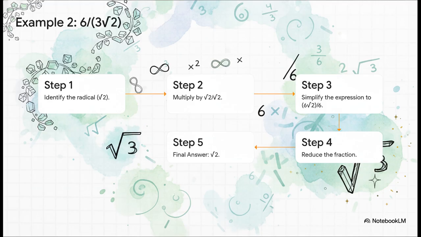We've got 6 over 3 root 2. Here, we only care about the radical part. That's the root 2. So we multiply by root 2 over root 2. That gives us 6 root 2 on top. On the bottom, we have 3 times root 2 times root 2, which is just 3 times 2, or 6. But wait, we're not done yet. Look at that. The 6's on the top and bottom cancel each other out, leaving us with a beautifully simple final answer, the square root of 2. So remember, always check if you can reduce your fraction at the end.